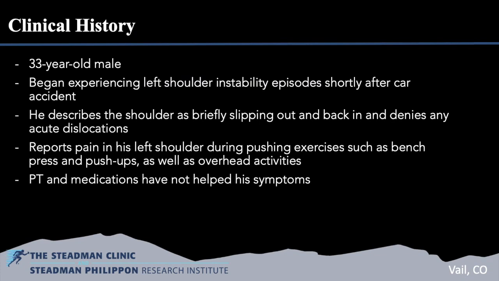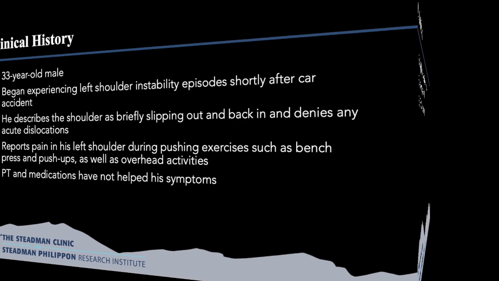The patient is a 33-year-old male who began experiencing left shoulder instability episodes after a car accident. He did not report any frank dislocation episodes, but felt his shoulder subluxing posteriorly on several occasions. He reported pain with push-ups and bench press as well as overhead activities. He completed physical therapy and other conservative treatment without relief.